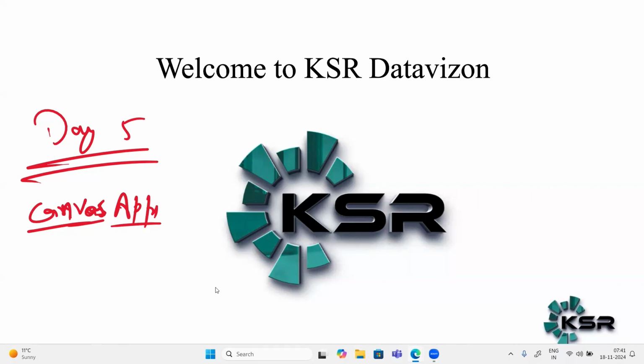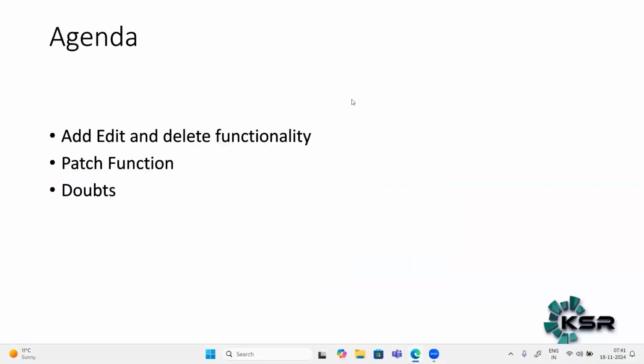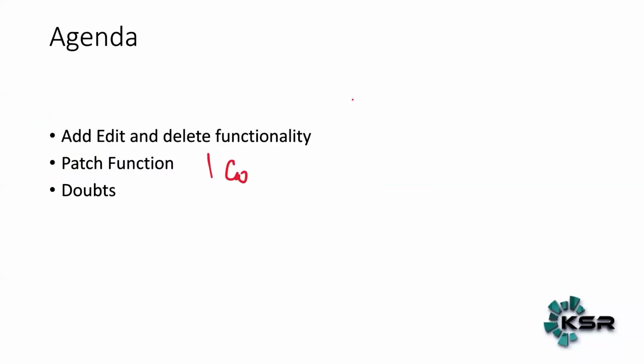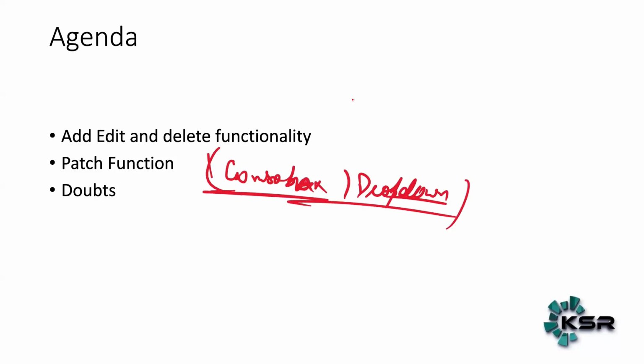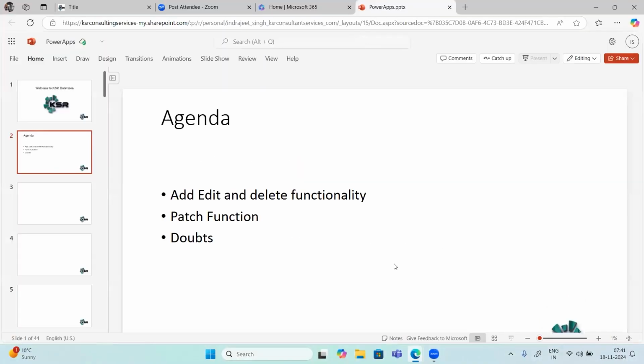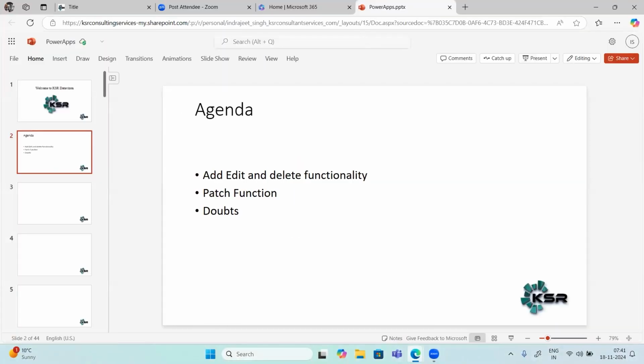Cool. Okay then, this will be the agenda for the day. We will be adding edit and delete functionality, and we will learn something called the Patch function, and a few controls. We will see what is the difference between combo box and drop down. So these are the things that we will learn today. If time permits, I'll add more topics for the day. So let's move on to our Canvas app creation.